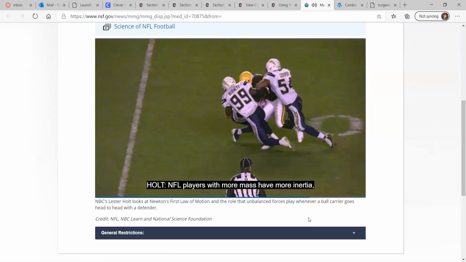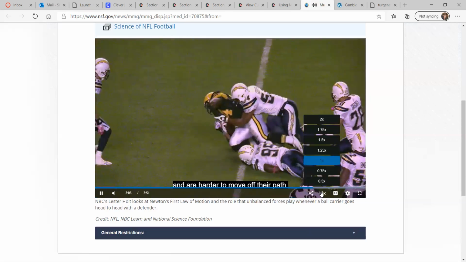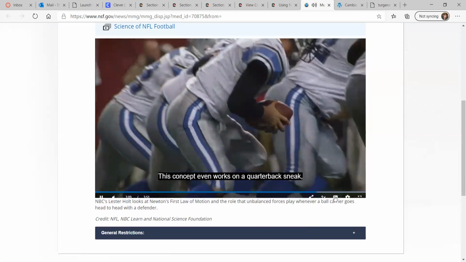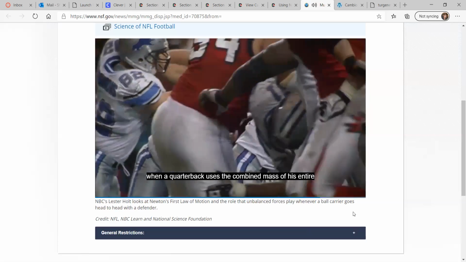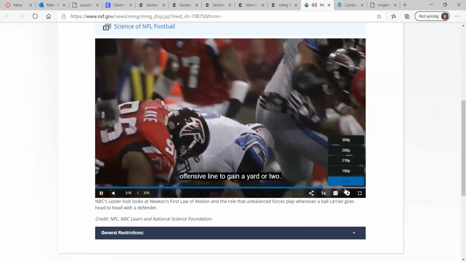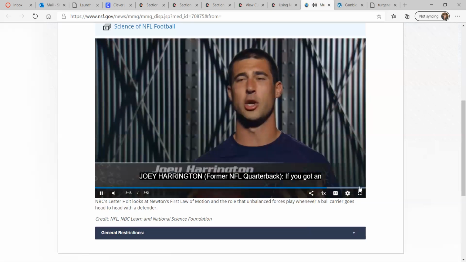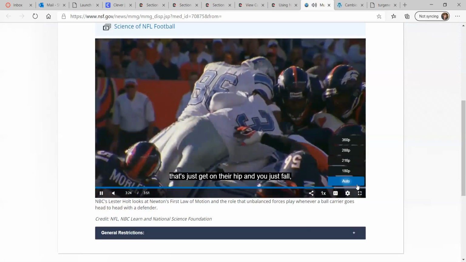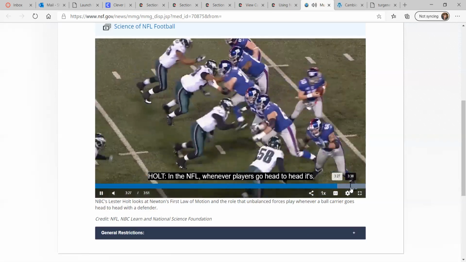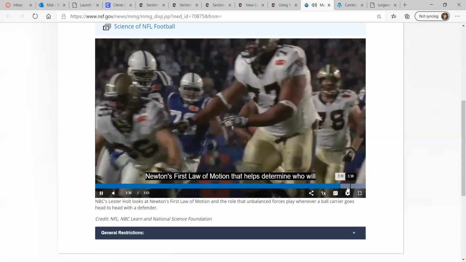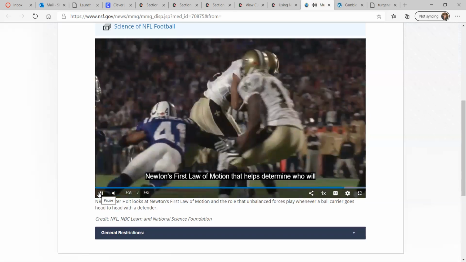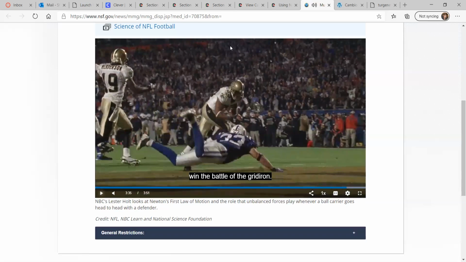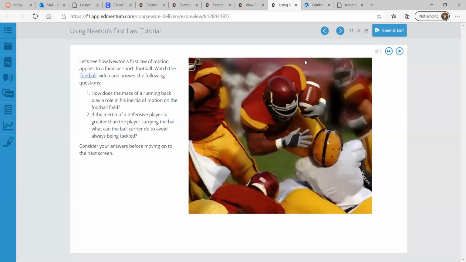NFL players with more mass have more inertia and are harder to move off their path. This concept even works on a quarterback sneak, when a quarterback uses the combined mass of his entire offensive line to gain a yard or two. If you've got an offensive line that can overpower the defensive line, that's just what you do. You get on their hip and you just fall. Just ride that wave forward. In the NFL, whenever players go head-to-head, it's Newton's first law of motion that helps determine who will win the battle of the gridiron.